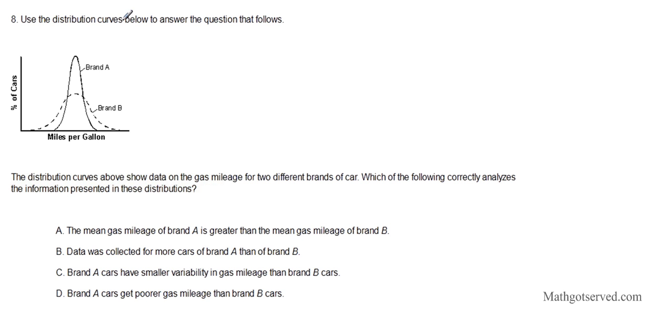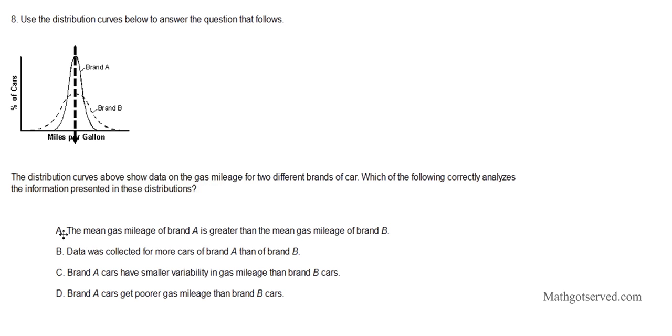It says use the distribution below to answer the question that follows. All right, so this is brand A, miles per gallon. This is the mean right down the center. And basically, how wide it is is the variation or deviation from the mean, okay? So we can clearly see that they both have the same averages, but brand A doesn't vary as much as brand B. Brand B has a wider variation or deviation from the mean compared to brand A, all right?